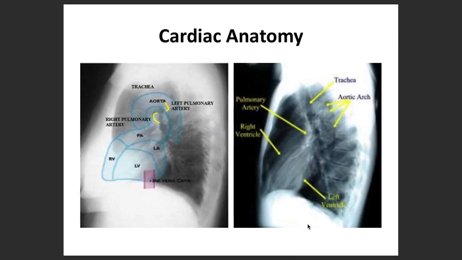And similarly, now coming to our favorite lateral view. As I was telling, here is the trachea, the right pulmonary artery, the left pulmonary artery, and the aortic arch branches.